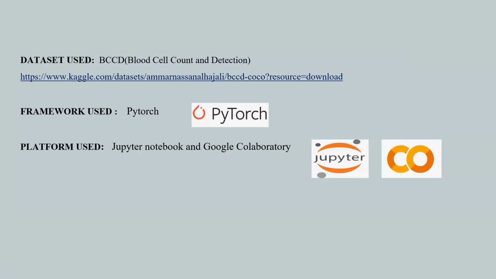The dataset that we have used in this study is the BCCD, Blood Cell Count and Detection dataset, to perform the blood cell detection using both the models. The main framework that we have used is PyTorch, and the platforms where we have implemented the models are Jupyter Notebook and Google Colab.